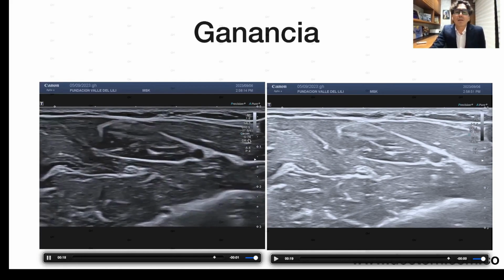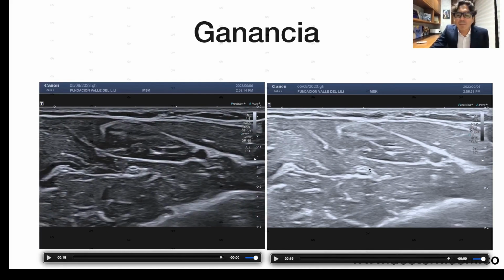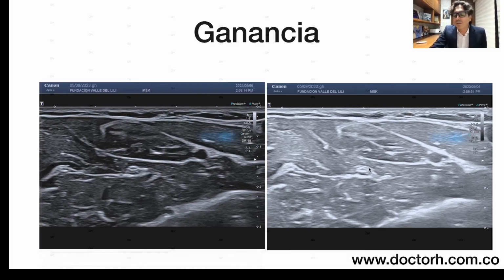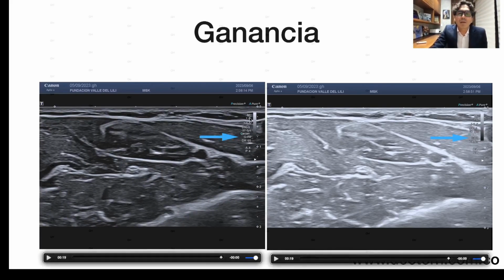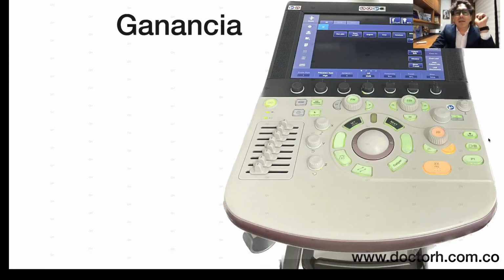What does this depend on? On how I also want to see my image, how I interpret it better, and how it can be easier for me. It is marked on the scale with the letter G. Here it is at 74 and here 78. Third parameter then, the gain.